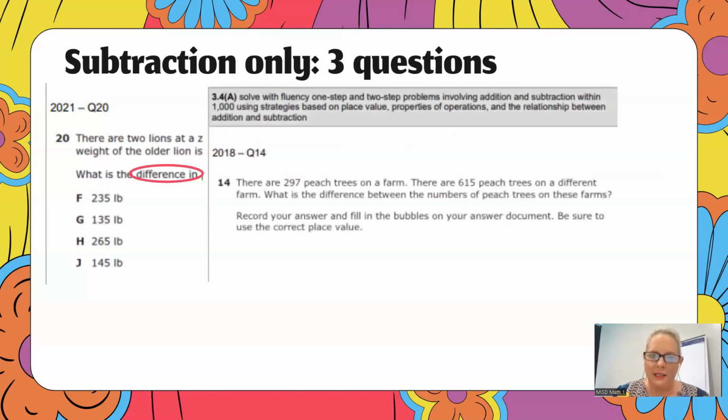In 2018, there are 297 peach trees on a farm. There are 615 peach trees on a different farm. What is the difference between the numbers of peach trees on these farms? Again, we're seeing that word difference all over the place, so we've got to hit that in our academic vocabulary. We want the students saying the word difference as well and talking about, oh, that means we're comparing two things, so we would subtract that, okay?